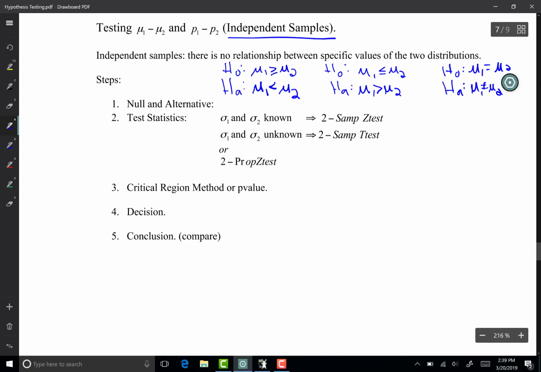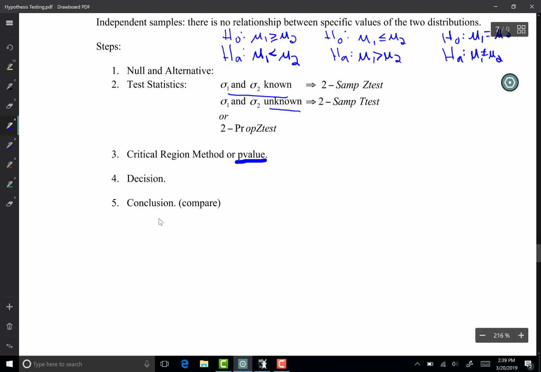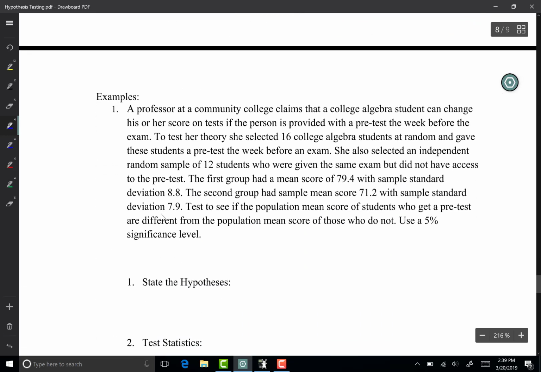Very similar to what we did before. If we know our population standard deviations, we use the two-sample z-test. If we don't know them, we use the two-sample t-test. And if we have proportions, we do the two-prop z-test. Then our critical region or the p-value method are the same, and I think most of the problems in Newton are going to use the p-value. We have our decision and conclusion. Okay, so let's look at an example here.